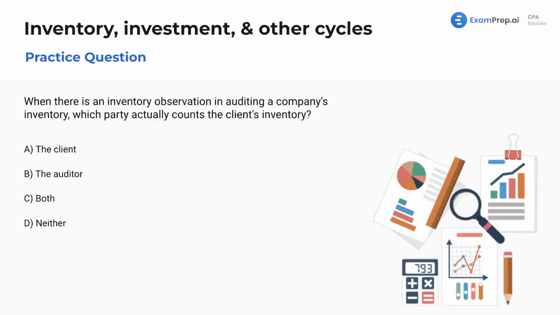When there is an inventory observation in auditing a company's inventory, which party actually counts the client's inventory? Interesting point, because for two reasons. One, it's something tricky, and you might think, okay, it's the auditor's responsibility, right? The auditor's counting the inventory. But also, in reality, it actually is different than what we're going to learn here textbook-wise.